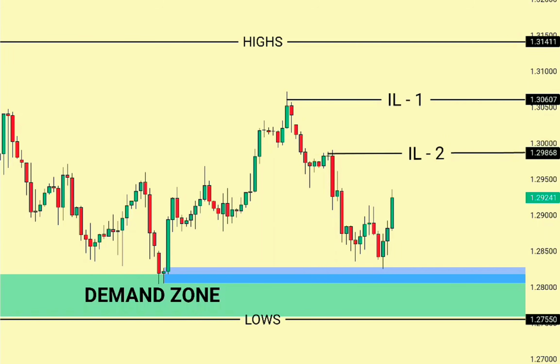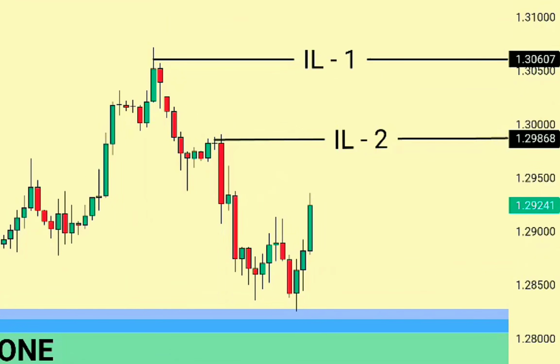The market can create one internal liquidity, two internal liquidity levels, or even more. There is no fixed number. It completely depends on how the market is moving. As long as these areas form inside the bullish move, they are considered internal liquidity. That's why you should always analyze the overall market structure instead of expecting the same number of internal liquidity levels on every chart. Price returns to the demand zone once again.